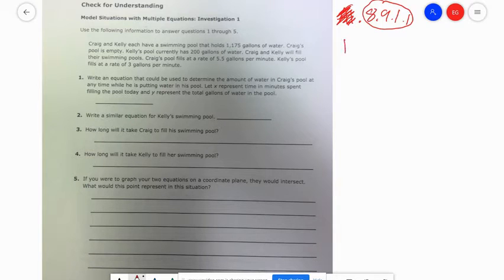So number 1, it says right here we need to write an equation that could be best used to determine the amount of water in Craig's pool at any time while he's putting water into the pool. Let X represent the time in minutes spent filling the pool, and Y represent the total gallons of water in the pool. So, reading this situation, Craig and Kelly have a swimming pool that holds 1,175 gallons of water. Craig's pool is empty, and Kelly's pool has 200 gallons of water.